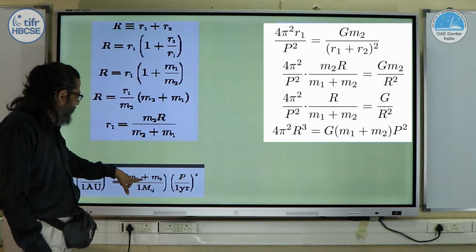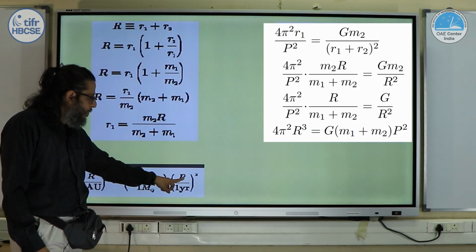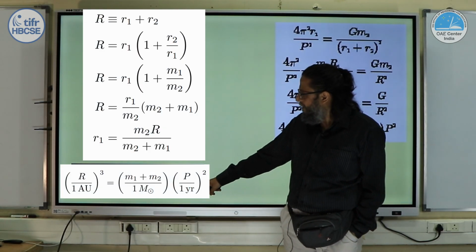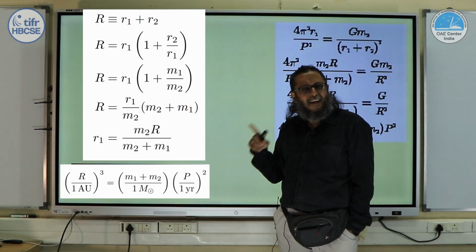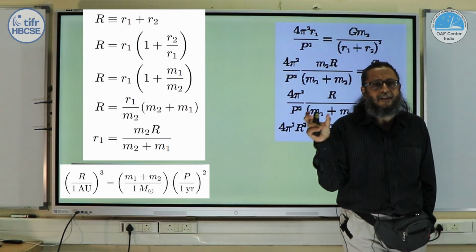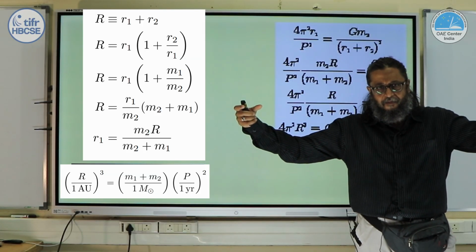You measure the masses of the stars in solar units, and you measure the periodicity in terms of years. But mind you, immediately when you look at this, you should realize that this relation, this kind of units, is very useful when you're talking about a wide binary system.